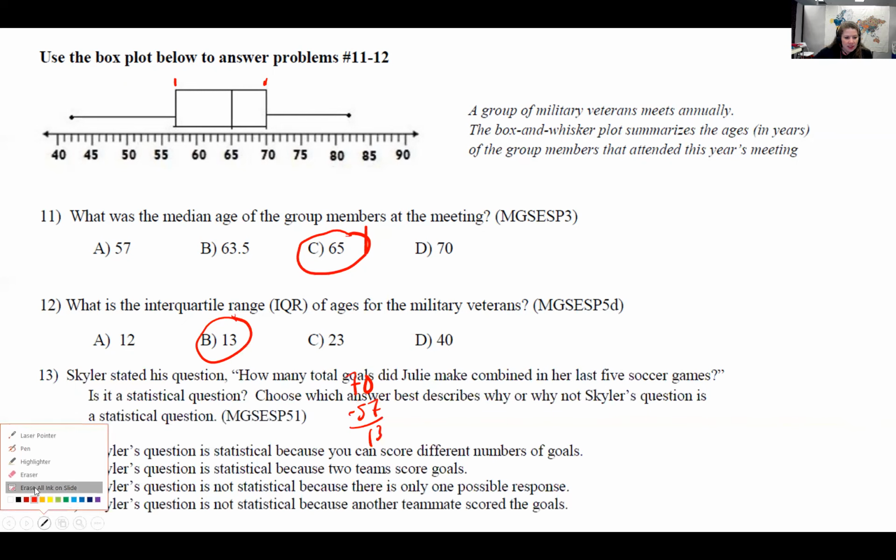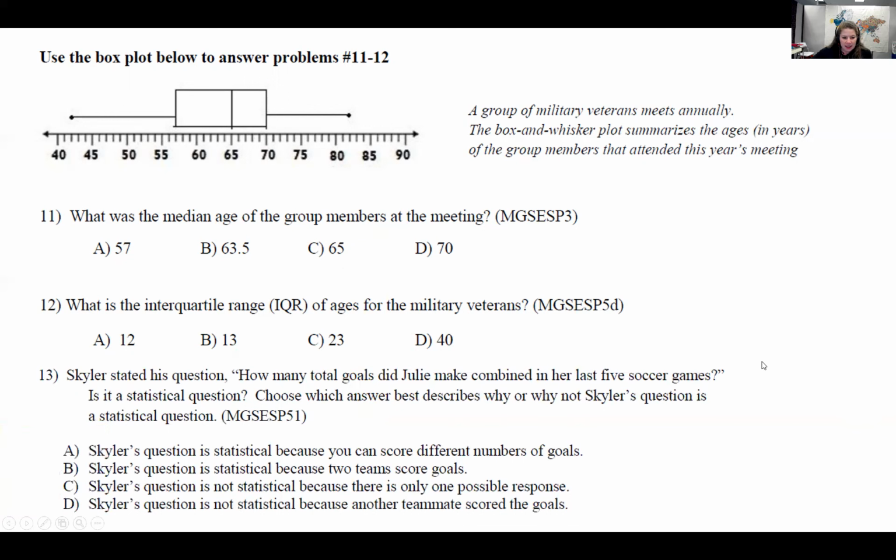All right, number 13. Skylar stated his question, how many total goals did Julie make combined in her last 5 soccer games? Is that a statistical question? So if there's an exact answer, only one answer, the answer is no. If there's a variation of answers, the answer is a statistical, right? There is definitely only one answer. You could go back and pull the records and count. So it's definitely not statistical.